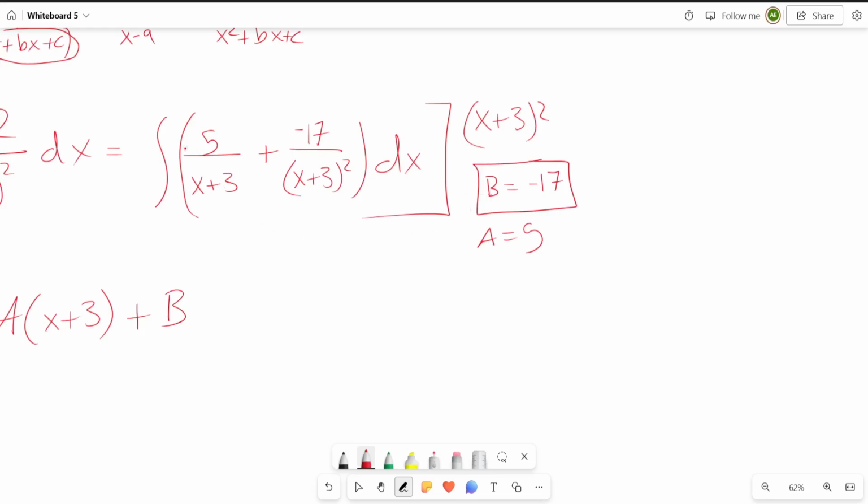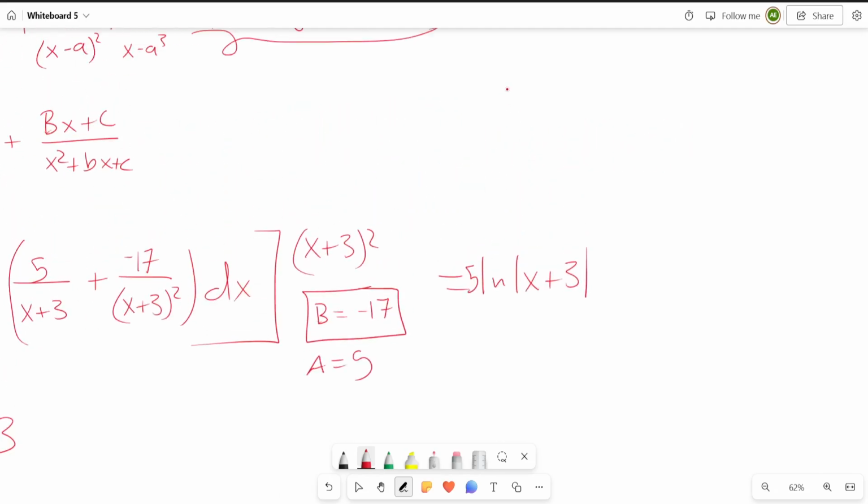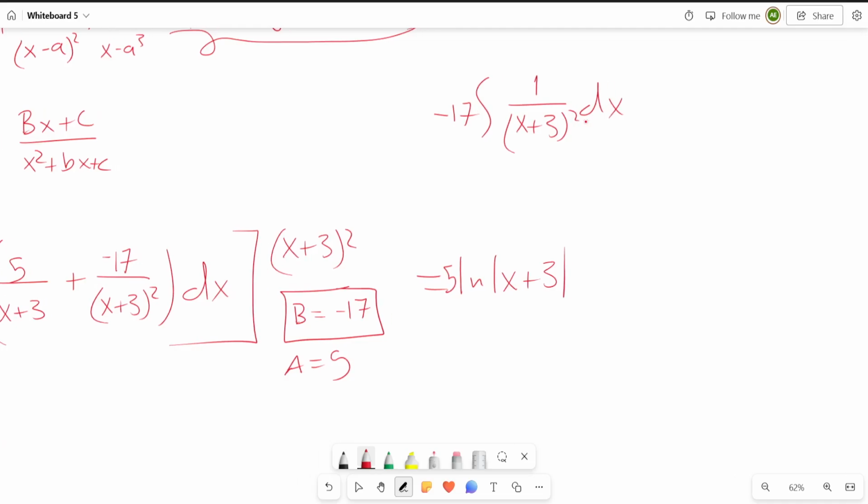So for the first term, which is integration of 5 over x plus 3, this is going to equal, okay, ln, this is going to be 5 times ln of x plus 3. Okay, and then what's the integration of this term? Let's do it in this space over here. Integration of, I'll put the negative 17 outside, minus 17 of 1 over x plus 3 squared with respect to dx. So what I can do here is I can do a u substitution, and by the way, I have a full video on how to do u substitutions. I'll leave it on the top right hand corner. Feel free to go check it out, super useful.